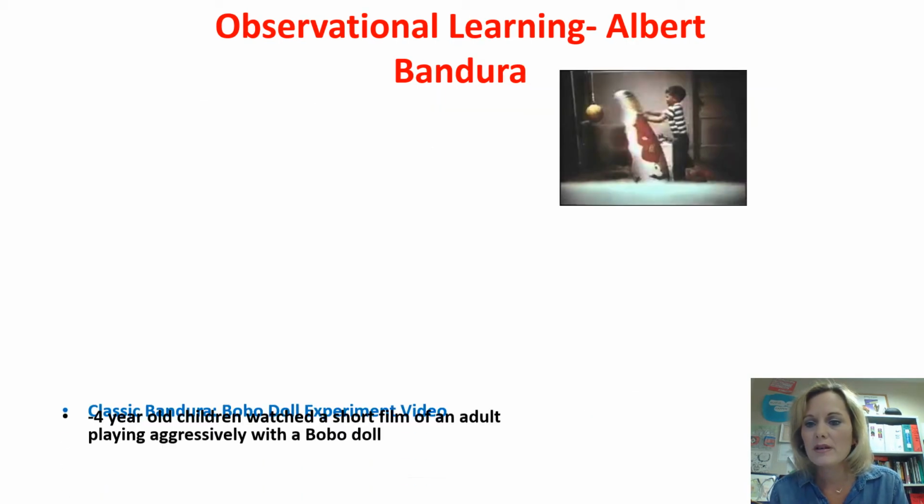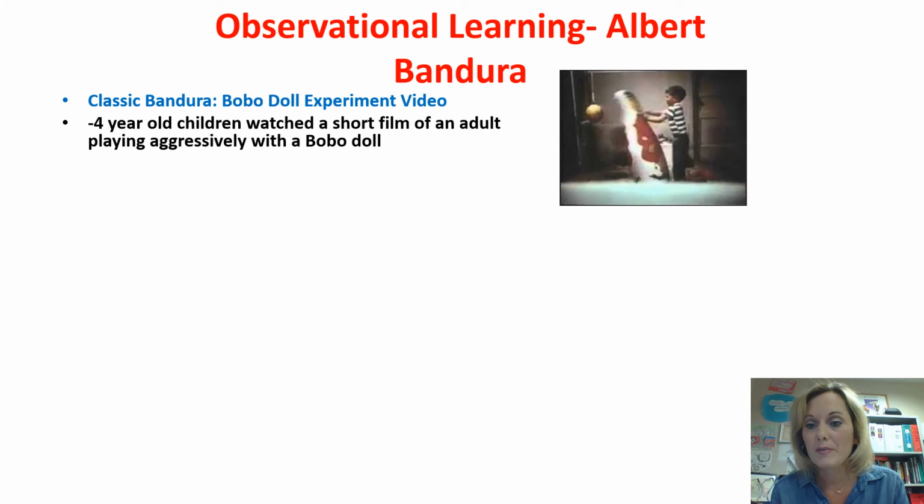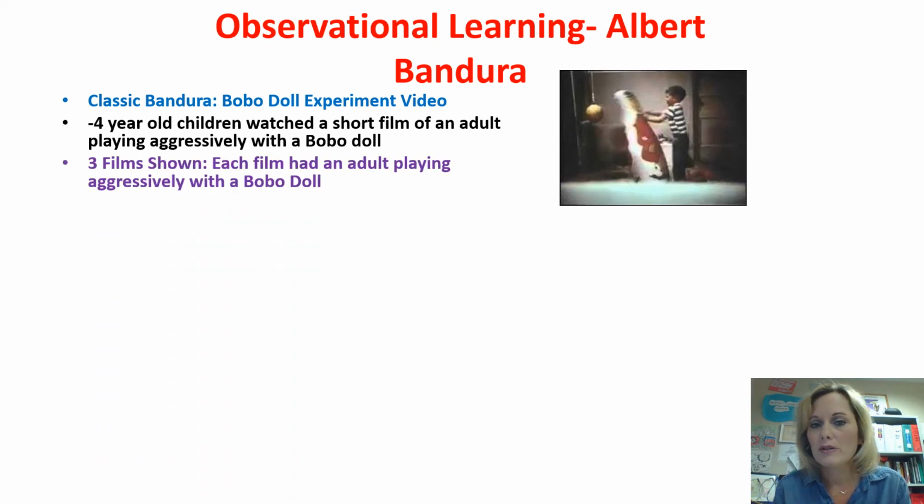So his famous experiment is called the Bobo doll experiment, and I have a video for you to watch just underneath this one so you can actually see what the experiment looked like. And he had children around the age of 4 years old. There was a range there. They were going to watch a short film, and they had a series of different films. There were 3 experimental groups that watched the films.